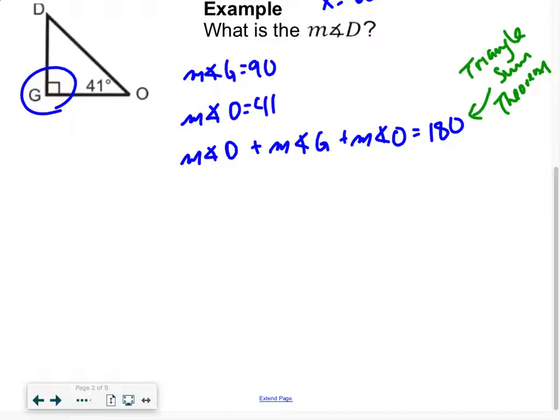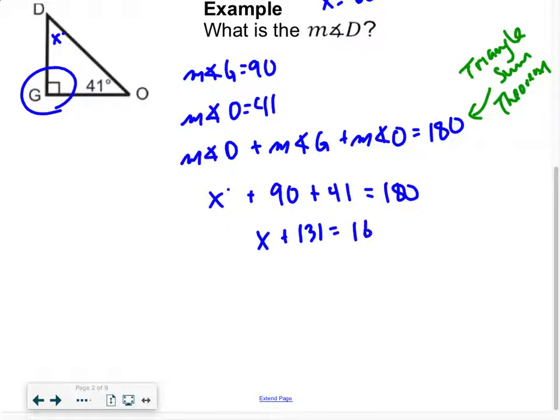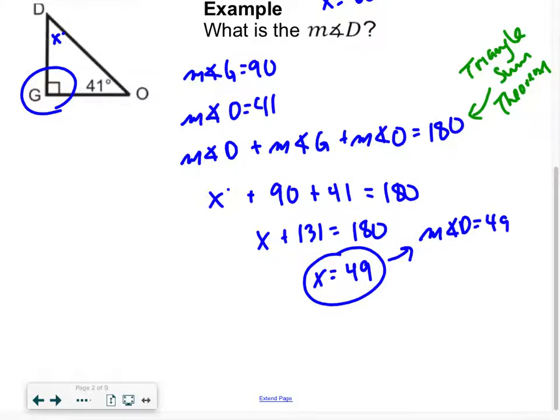Do a little substitution. I don't know what angle D is, so let's substitute it in, we'll make it our unknown x. x plus 90 plus 41 equals 180. Combine like terms, I get x plus 131 equals 180. Subtract 131 from both sides. x turns out to be 49. So, translating that, the measure of angle D equals 49 degrees. So that's really our answer there.